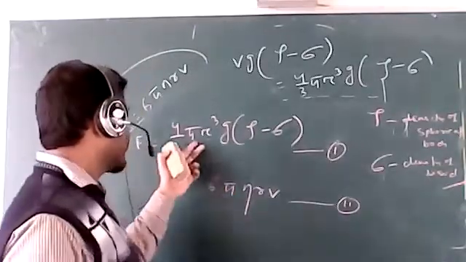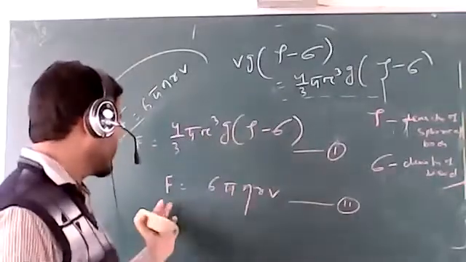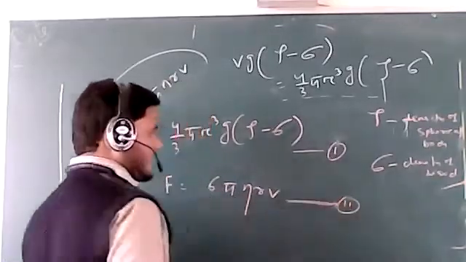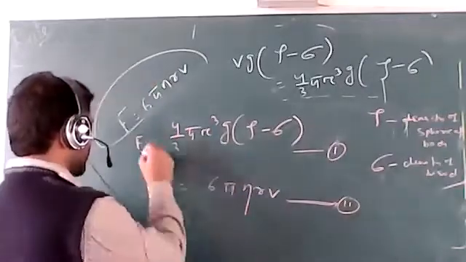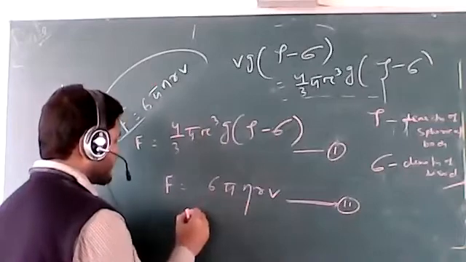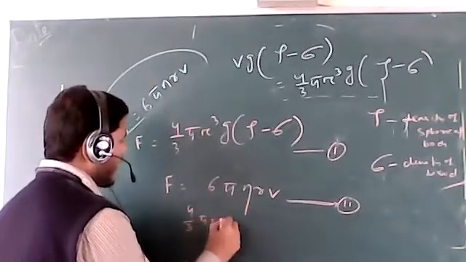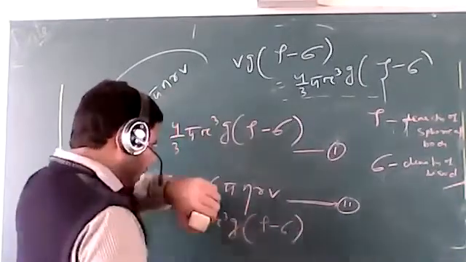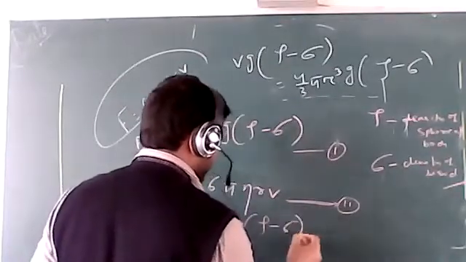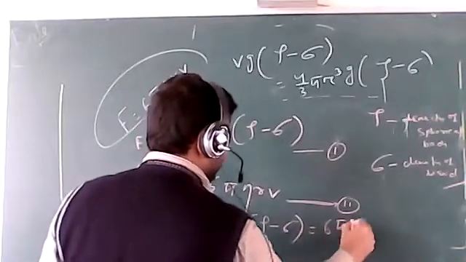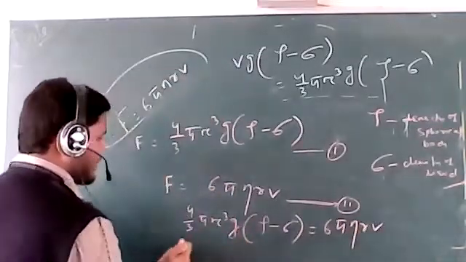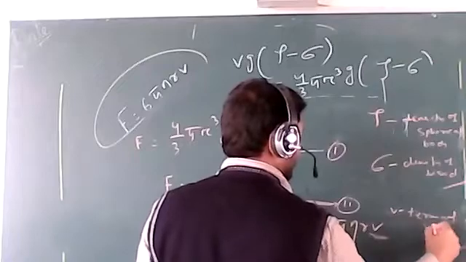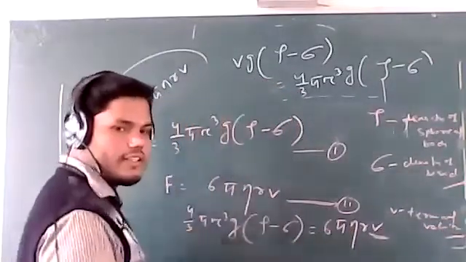It will be 4 by 3 pi r cubed g into (rho minus sigma), which equals F, equal to 6 pi eta r v. Okay, so this is also one type of viscous force that is acting on the spherical body. As the left hand side is equal, the right hand side can also be equal. So 4 by 3 pi r cubed into g (rho minus sigma) equals 6 pi eta r v. Here, whatever the v is, that is called the terminal velocity.